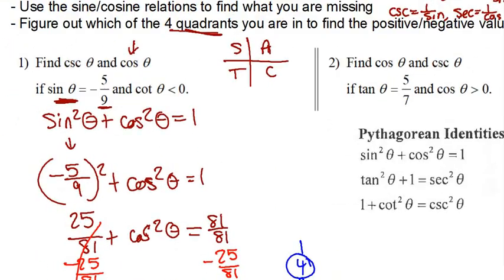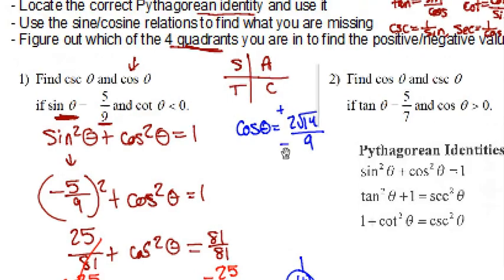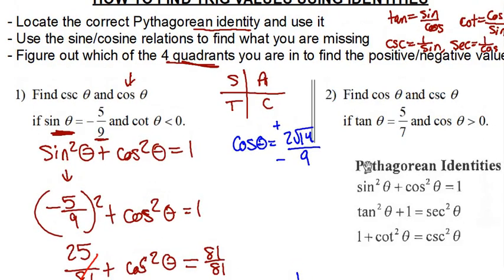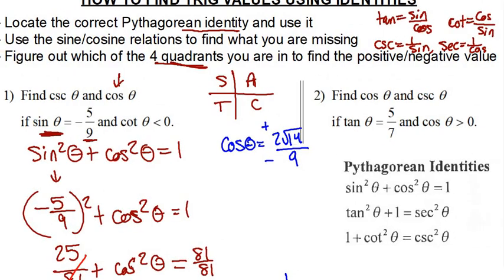So let's come back up here. Okay, how do we tell if it's positive or negative 2 root 14 over 9? How do we tell if it's positive or if it's negative? Here's how we tell. Okay, and actually I put 3 steps up here. This is really step 3, but we'll skip ahead. Find out which of the 4 quadrants we're in. So we know that we're in a quadrant where sine is negative, and that means we have to be in either this one or this one, because sine is positive in the first and second.